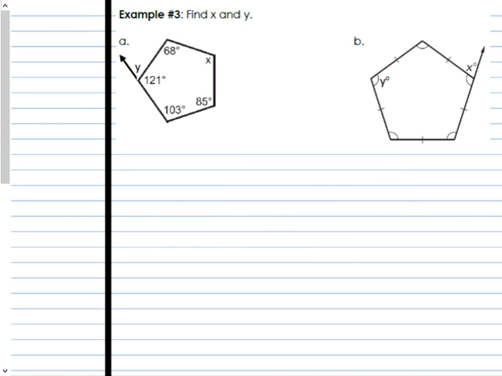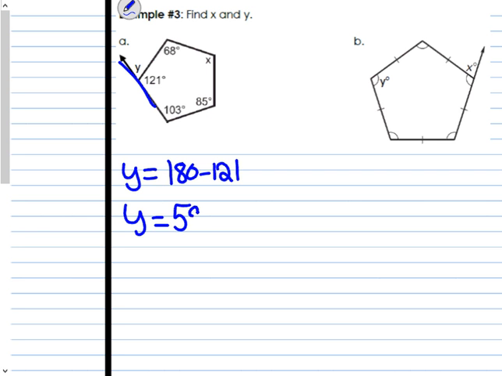Find x and y. Well, y is pretty easy because y forms a linear pair with 121 degrees. And a linear pair is 180 degrees. So y is going to be 180 minus 121. Y is equal to 59 degrees.